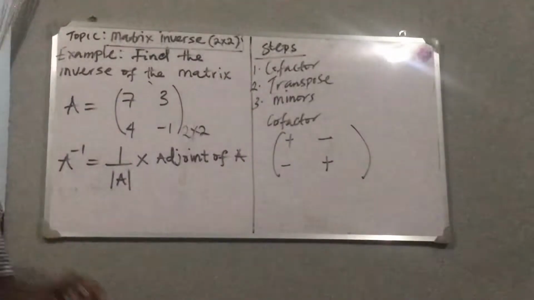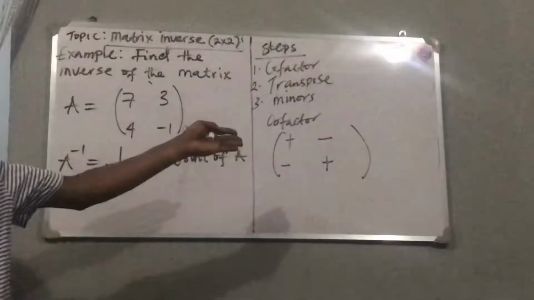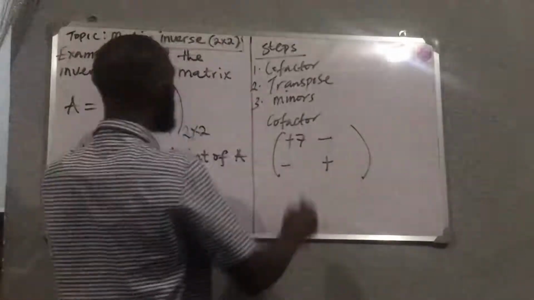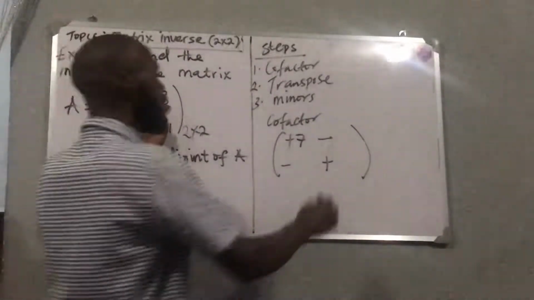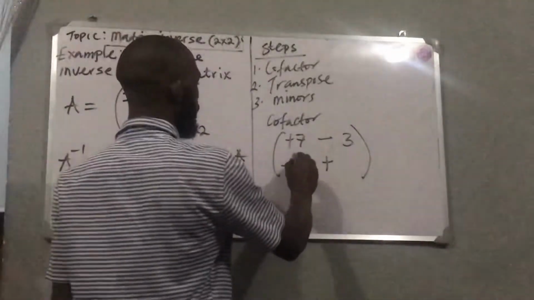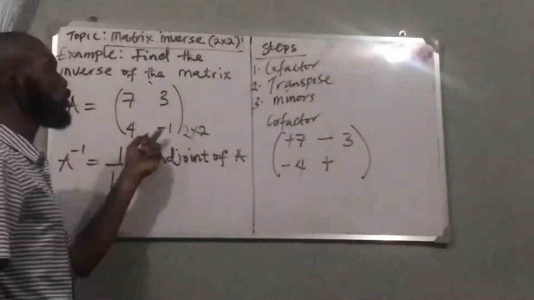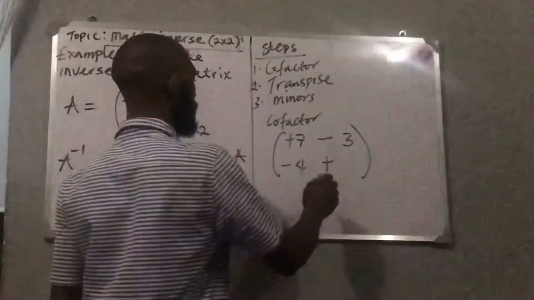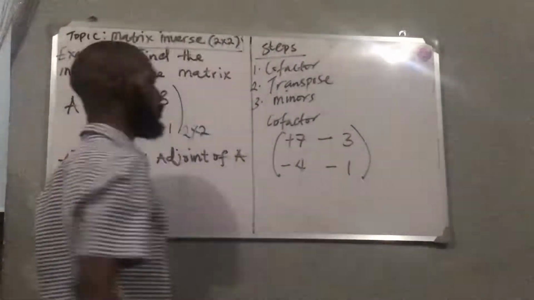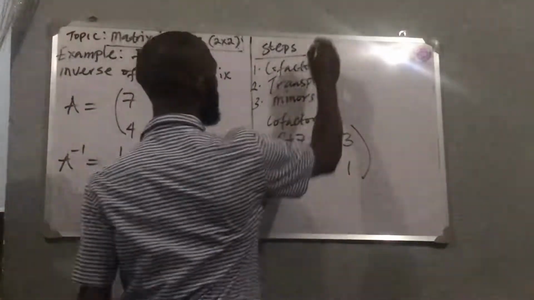Now all we need to do is just to put our elements against the signs. So we have plus 7, this is 3, we have minus 3, this is 4, we have this minus 4, and this is minus 1. So minus times plus still gives us minus. So we have minus 1. Okay, these are our cofactor. That means we're done with step 1.